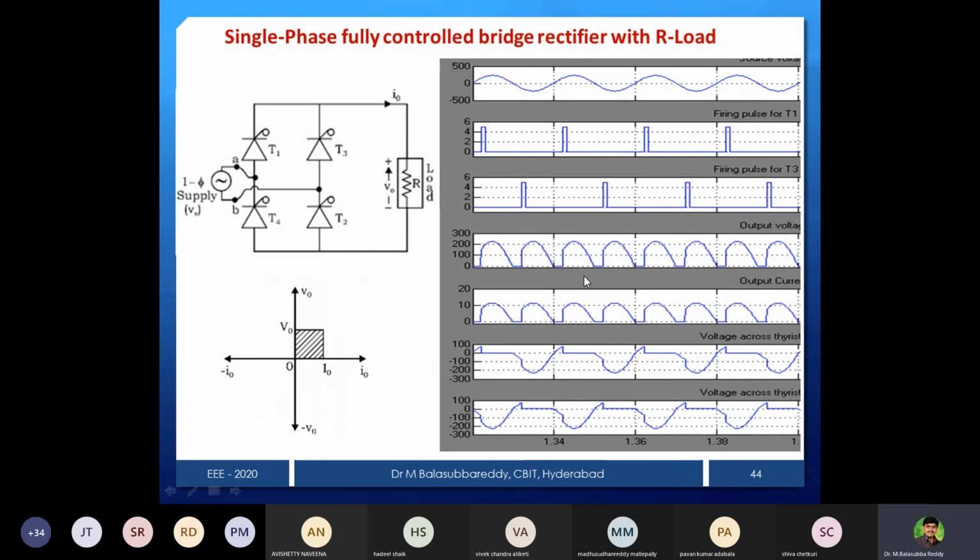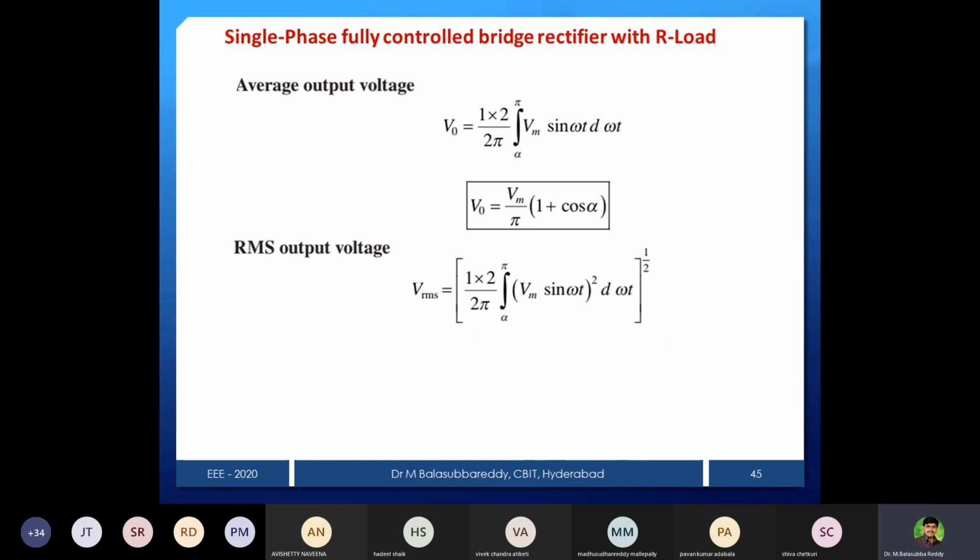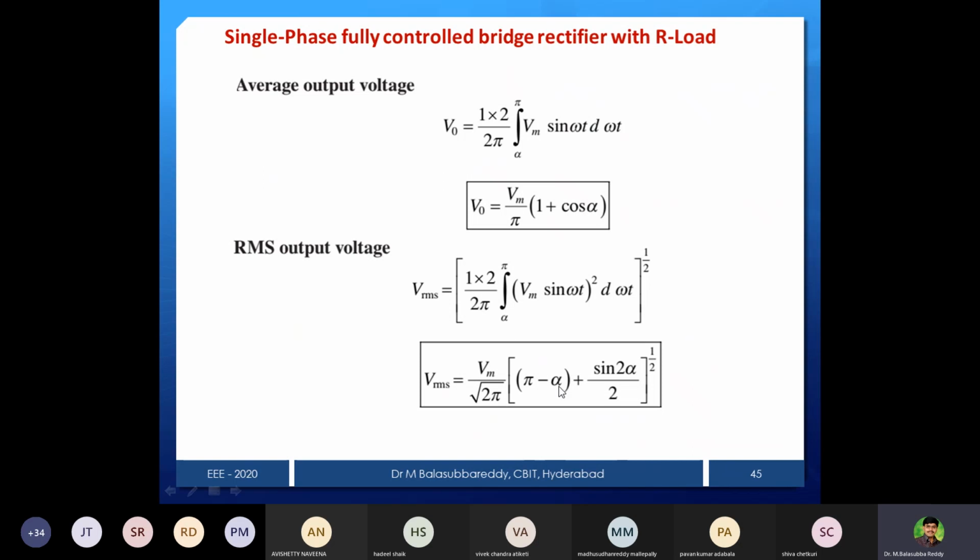Now if you do the simulation, you will get the same results. We have already done that, the same experiment completed, and verified the R load and RL load, all these things. Now the average expression, all these things I derived. Now V out is equal to Vm by pi into 1 plus cos alpha. RMS is again the same. Some books represent it like this, but anyhow it is the same as before. VRMS is equal to, you take Vm alone common, because in the previous derivation this was inside. Then I can write Vm into pi minus alpha.